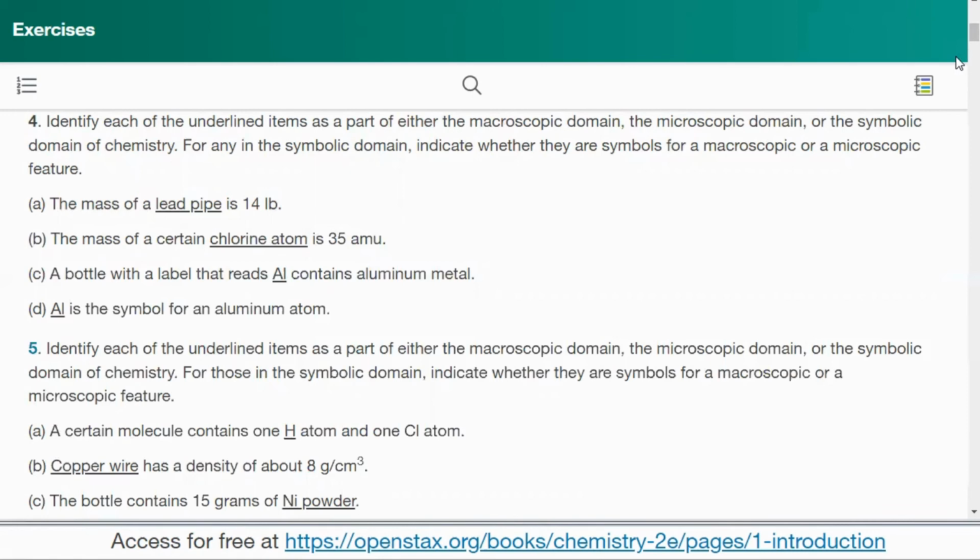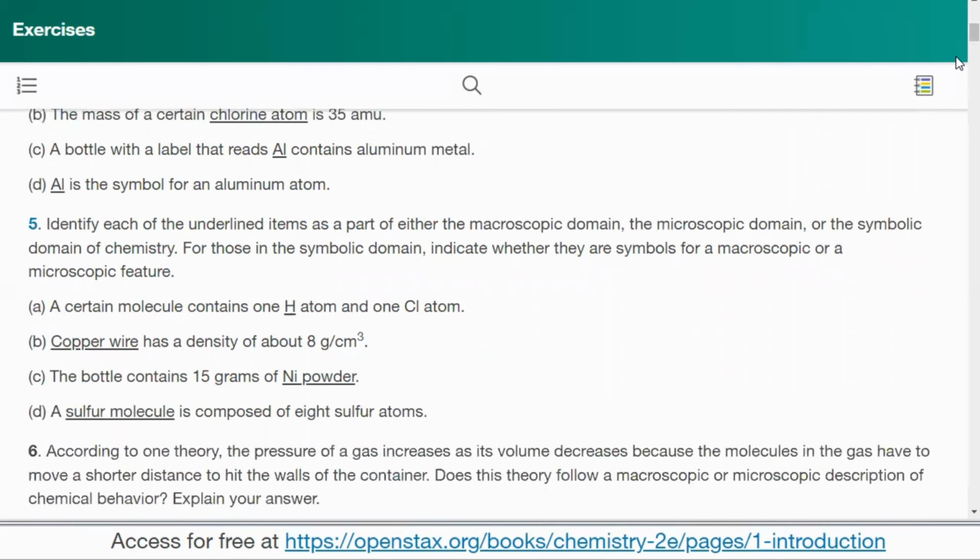The mass of a certain chlorine atom is 35 AMU. That's atomic mass units. Since it refers to a chlorine atom, that is a microscopic domain. And since we're not using any symbols, it's not in the symbolic domain. However, let's look at C.